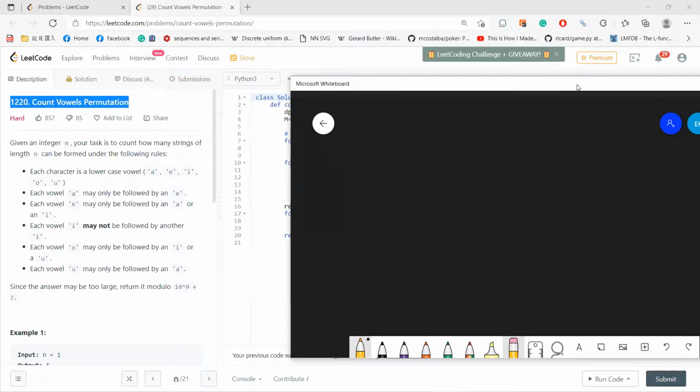Hey guys, what's up? Let's solve 1220, Count Vowels Permutation. Given an integer n, your task is to count how many strings of length n can be formed under the following rules: A, E, I, O, U. The A may only be followed by E.